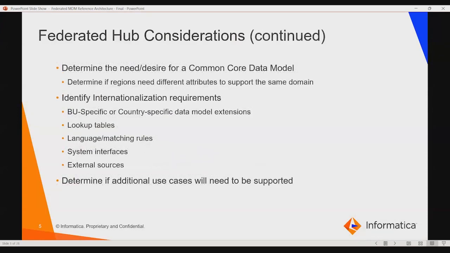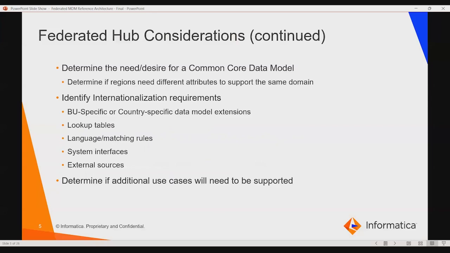Continuing on the federated hub considerations, we also need to determine the need or desire for a common core data model. Determine if regions need different attributes to support the same domain. Now, this is very critically important. For example, if you're doing a supplier master, right?